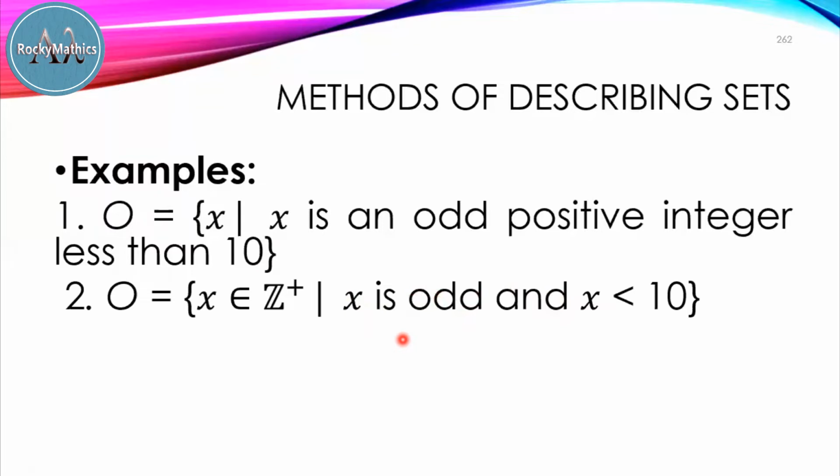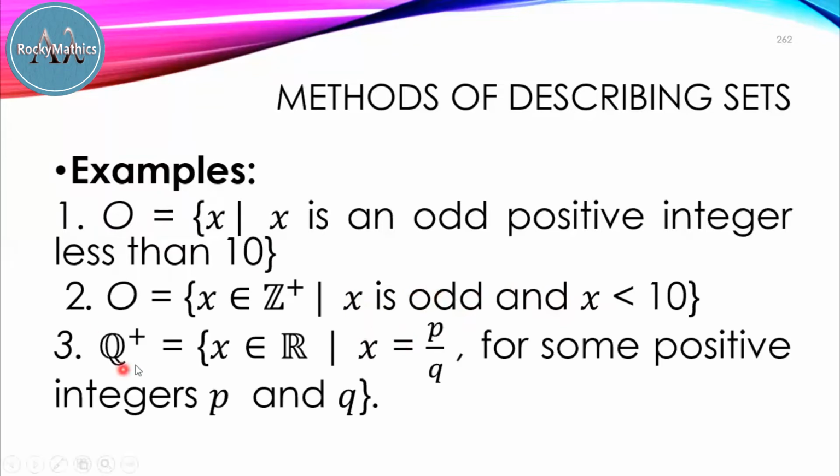Okay? Now, number 3, the Q plus. This is the set of x such that x is taken from the set of real numbers, where x is of the form p over q for some positive integers p and q. This means the set of positive rational numbers. The plus here means we only consider the positive rational numbers.